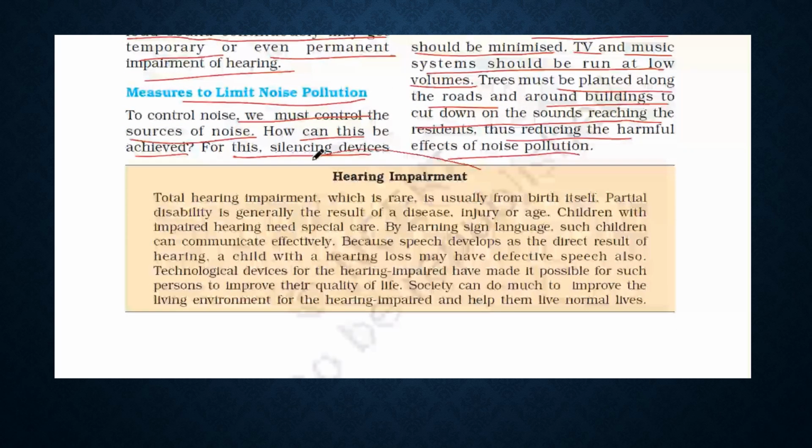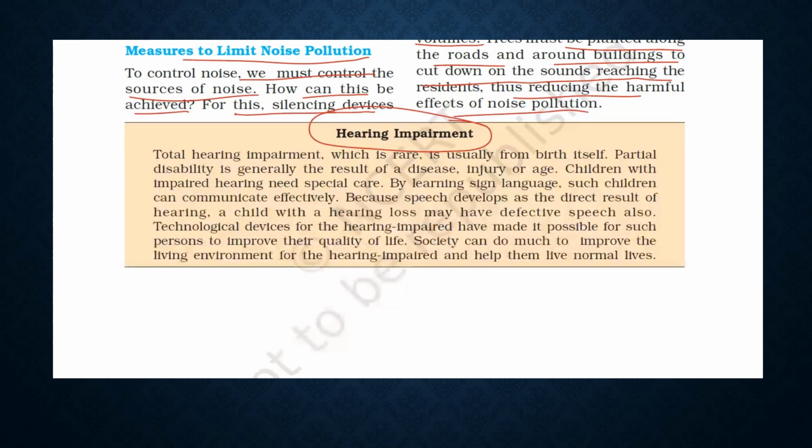Now we will put a little bit of stress on this hearing impairment. When it comes to hearing impairment, total hearing impairment is very rare and is usually from birth itself, but partial disability can be due to any injury or any disease, or when a person is 80 or 90 and above, there are certain changes in the middle ear and inner ear which are irreplaceable. So a person should take hearing aids. So at that stage, an aging person can have certain hearing impairment as well.